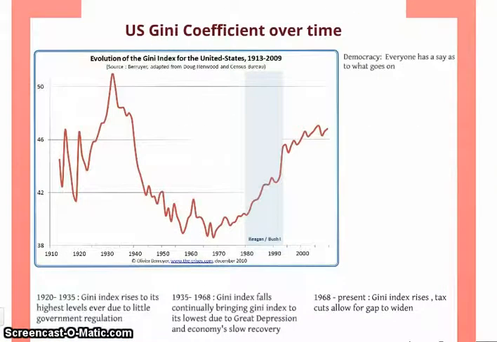Now let's take a look at the U.S.'s Gini coefficient. From 1920 to 1935, income inequality rose due to little government regulation. From 1935 to 1968, it dropped to its lowest due to the Great Depression and the economy's slow recovery. From 1968 to the present, the Gini is rising from tax cuts and the businesses started up during the digital age.